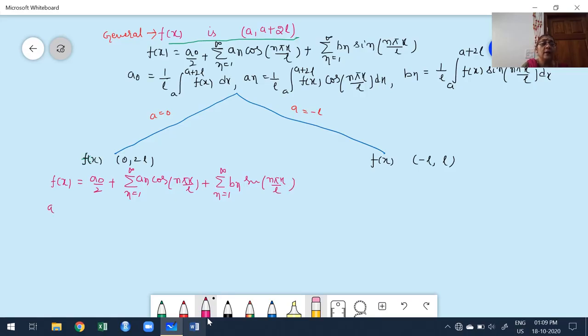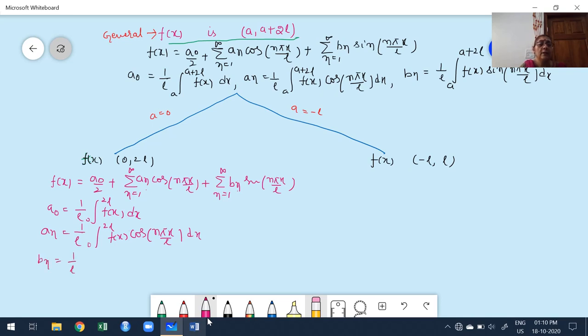What is the formula for a naught? a naught is 1 by L integral from 0 to 2L of f of x dx. Then the a n formula is 1 by L integral from 0 to 2L of f of x cos of n pi x by L with respect to x. Writing a naught, a n and b n is very easy. Once you construct the Fourier series based on the given interval, while writing a naught, just take the given interval, 1 by L integral of f of x dx. While taking a n and b n, you use f of x cos of n pi x by L and f of x sin of n pi x by L, with the integral from 0 to 2L and 1 by L. That gives us the formulas for a n and b n.